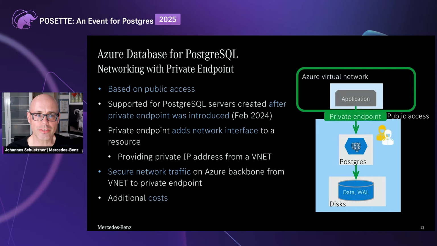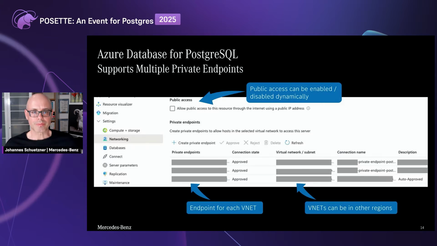What does it do? It adds a network interface to the resource, and this provides the resources in the VNet a private IP address for the Postgres server to connect. The network traffic travels securely over the Azure backbone, and one consideration is that there are some additional costs charged for the private endpoint.